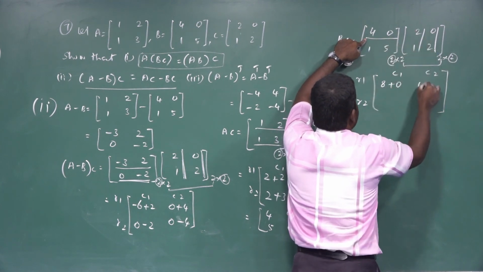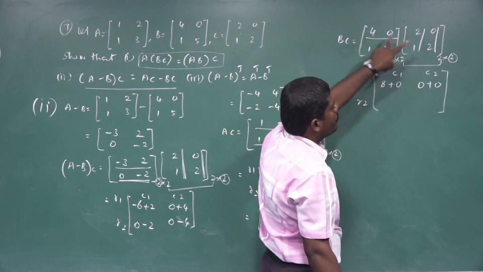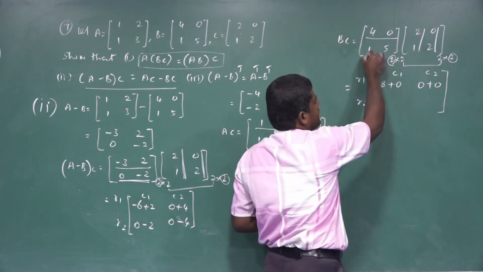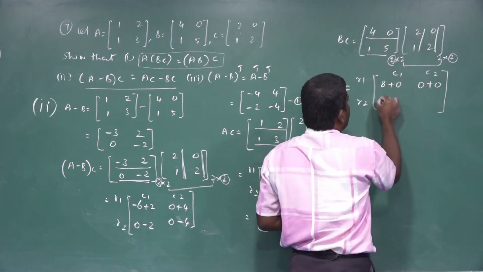4 into 0 is 0. 0 into 2 is 0. 0 plus 0. So 2 columns are over. Next you take the second row. Second row, first column: 1 into 2 is 2.